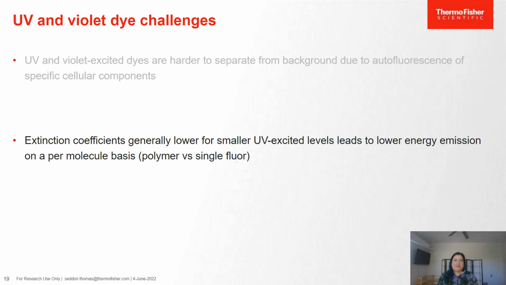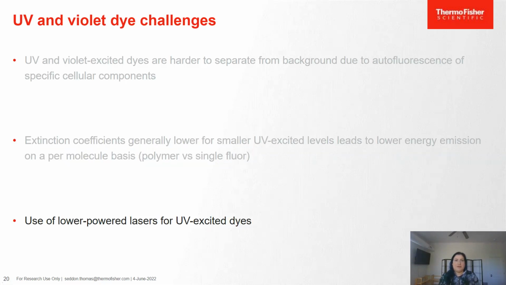And also, the extinction coefficients are generally lower for smaller UV excited levels, which leads to lower energy emission on a per molecule basis. So just calling this out: the UV dyes that have been released thus far, the Brilliant UVs, are polymers versus single fluors. That's one way to build around this problem with the extinction coefficient, by having to put more dyes on a per molecule basis.